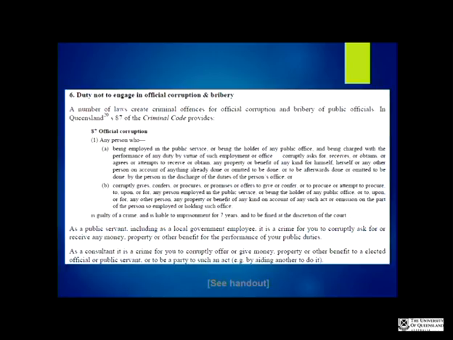It won't surprise you to know we have duties not to engage in official corruption or bribery. So they're criminal offences for official corruption and bribery of public officials. That's set out in the Criminal Code, Section 87. And there's an actual clause in there for corruption and bribery.